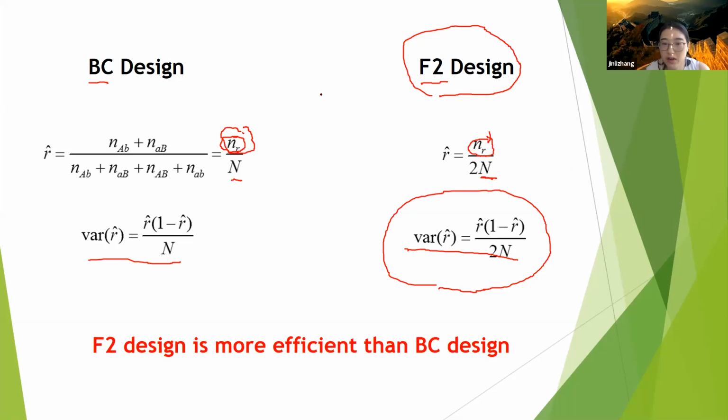Is that clear? So it's only the NR number that is different. Maybe right, the NR number in F2 is smaller than in the BC design. Yeah, that's right. But the meaning is the same. Yes, the meaning is the same. Very good.